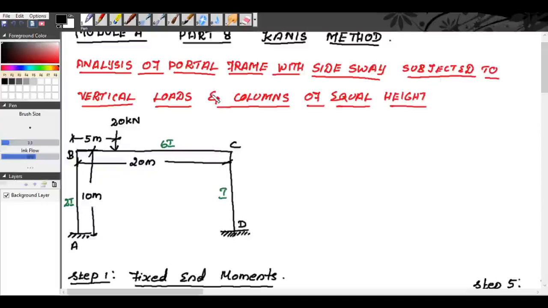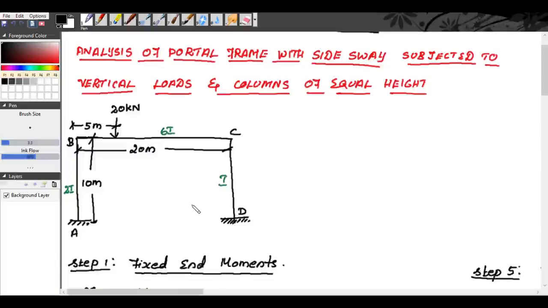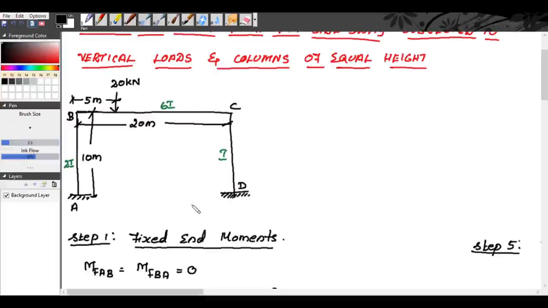So this comes under portal frames with side sway. And when we come to Kani's method, this comes under portal frame with side sway, portal frame with vertical loads and equal height. We will see how to solve such a problem. So step 1, as usual, we have to find the fixed end moments.